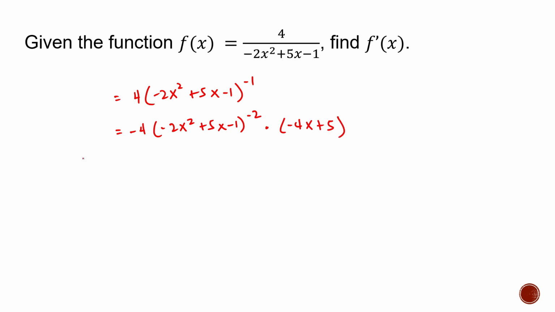Now let's multiply negative 4x plus 5 by negative 4. So this is 16x, negative 4 times negative 4x. Negative 4 times 5 is negative 20. All over (negative 2x squared plus 5x minus 1) squared.